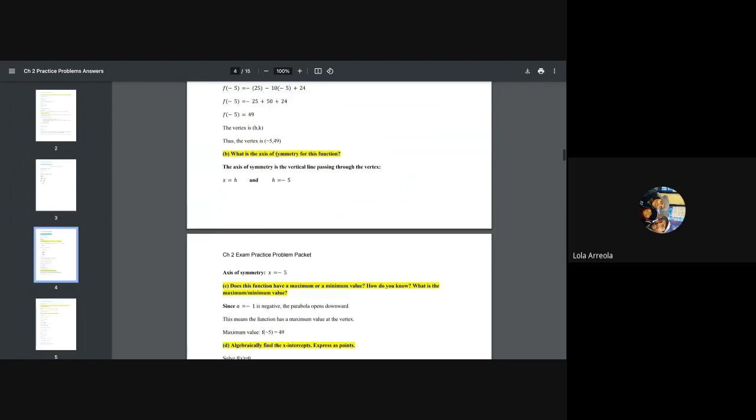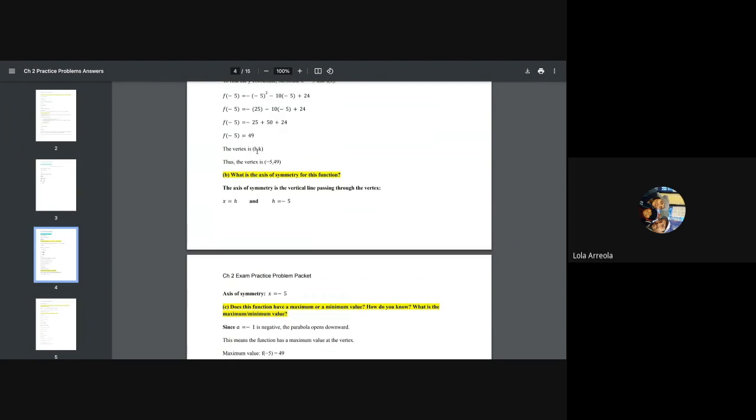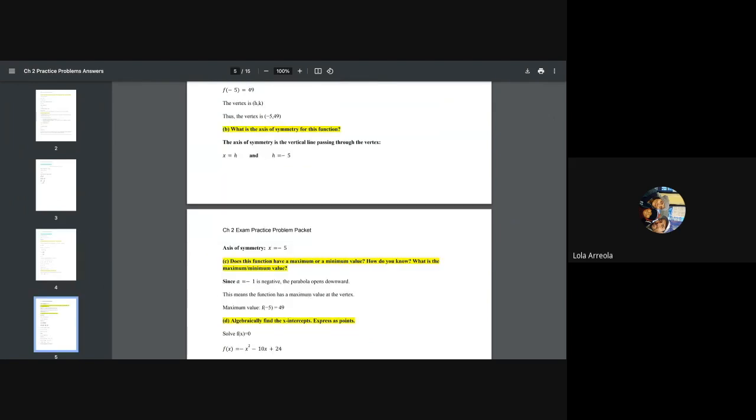Okay, now to answer B, it's saying, what is the axis of symmetry? The formula for axis of symmetry is x equals h. So I just look at my vertex. Remember, vertex is hk. What's my h value? -5. So my axis of symmetry would be x equals -5. That's simple.